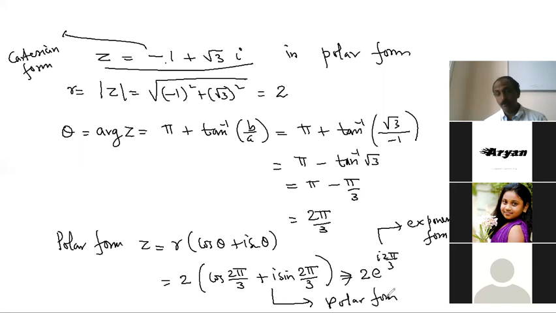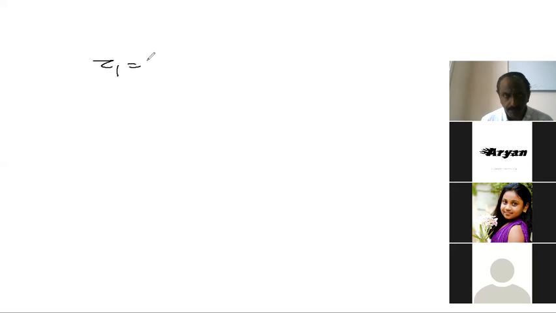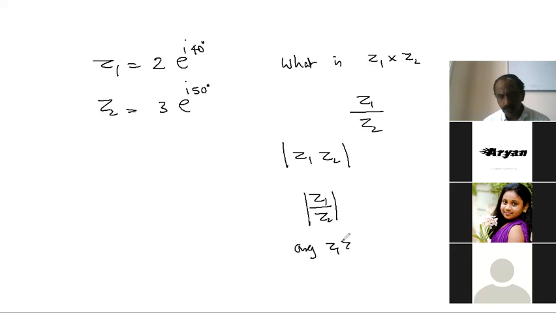Now I am going to ask you a question. Let me see how you'll answer. Very simple question. I have a complex number Z1 equals 2 e raised to i 40 degrees, and another complex number Z2 equals 3 e raised to i 50 degrees. What is Z1 into Z2? What is Z1 divided by Z2? And then tell me what is the modulus of Z1 into Z2? What is the modulus of Z1 divided by Z2? What is the argument of Z1 into Z2? And what is the argument of Z1 divided by Z2?